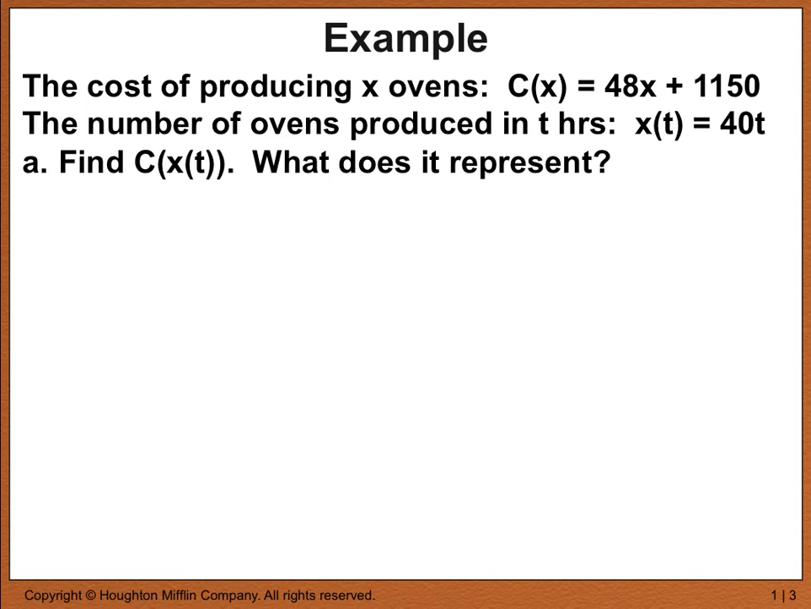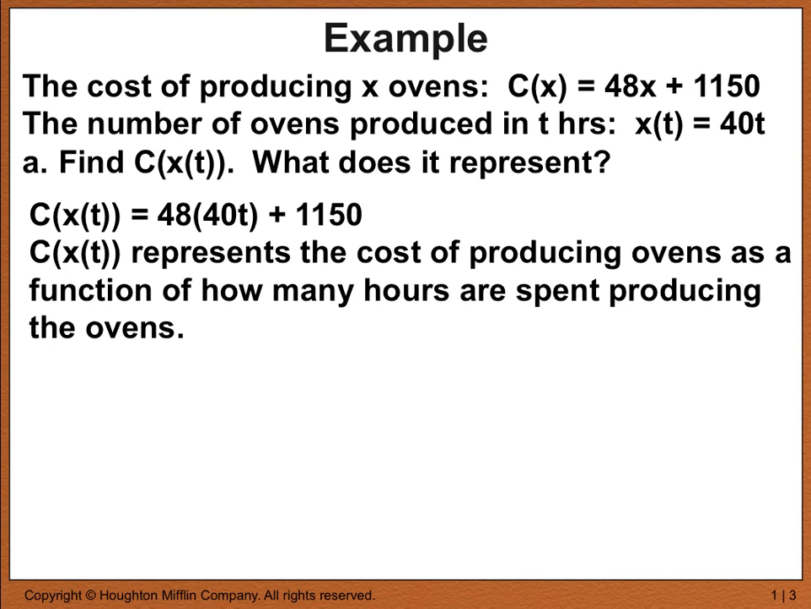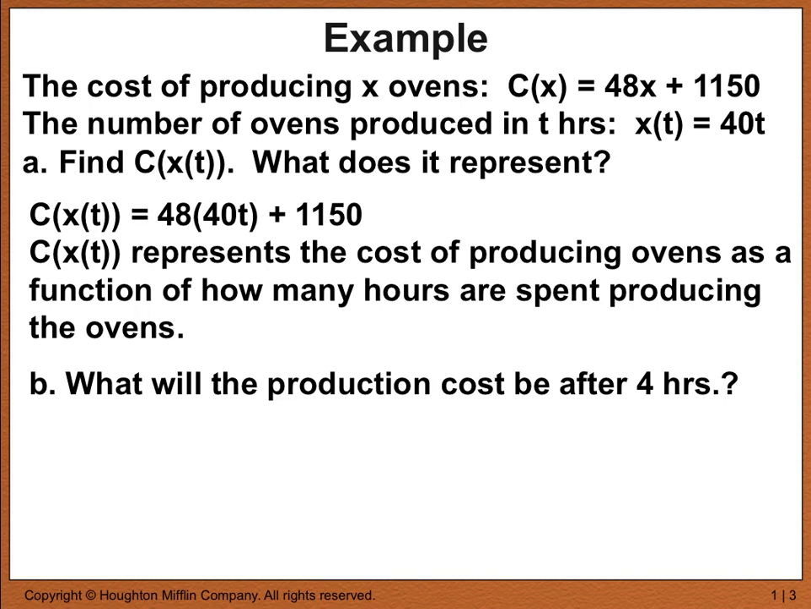Pause the video, do that on your own, and then resume when you have an answer. C of x of t equals 48 times 40t plus 1150. We simply put 40t in for x. So that's our composite function. And C of x of t represents the cost of producing ovens as a function of how many hours are spent producing the ovens.